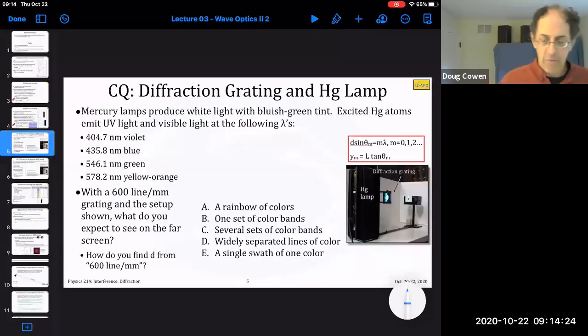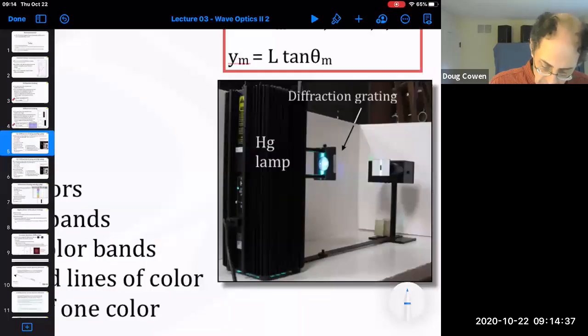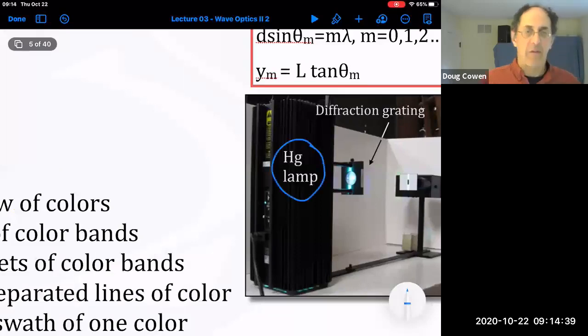Okay, so let's work through this concept question. What the concept question asks is, if you have a mercury lamp, which is shown in this figure here, so that's this big black box. It basically has inside of it a glass tube that's evacuated except for mercury vapor that's inside. And then a high voltage is applied, which causes the mercury to get excited. And when the mercury gets excited, it emits light at a variety of different wavelengths.